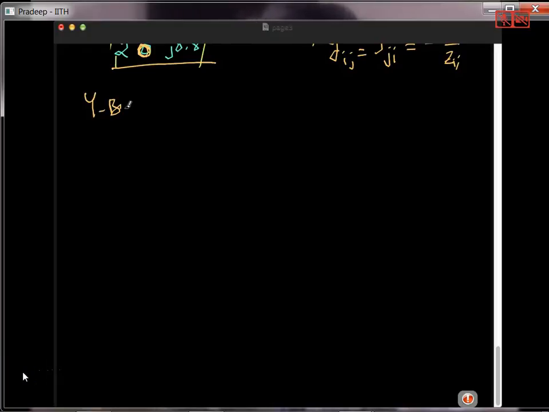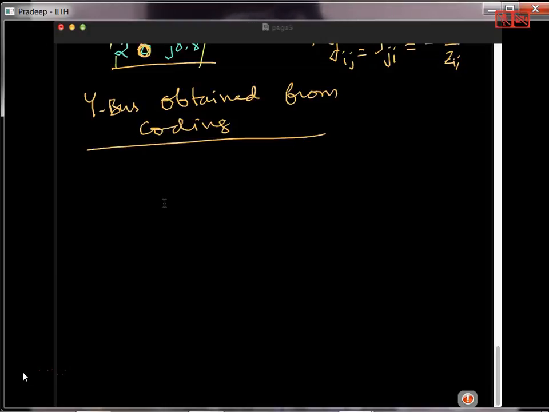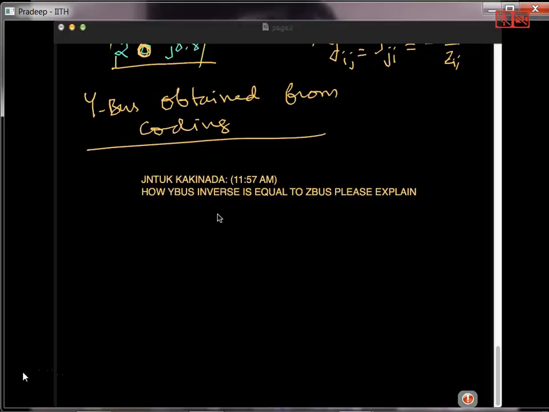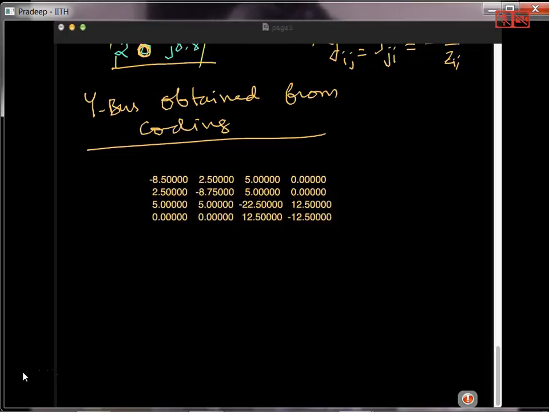So Y bus obtained from coding. So this is very fast and very easy. So I got this. So this is my Y bus.